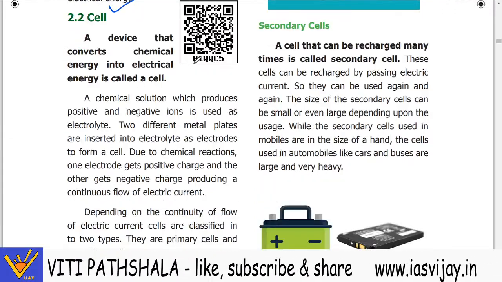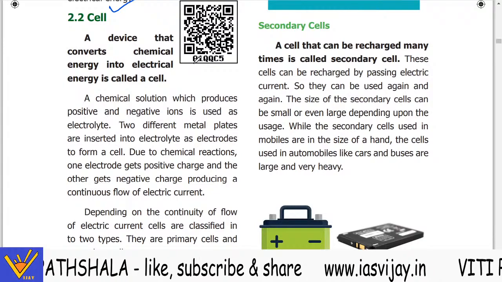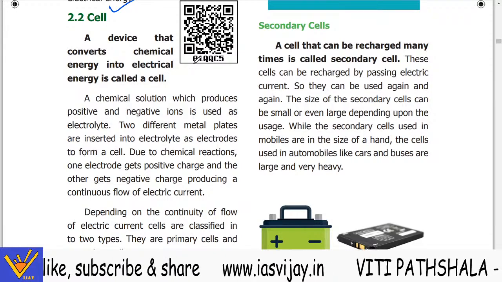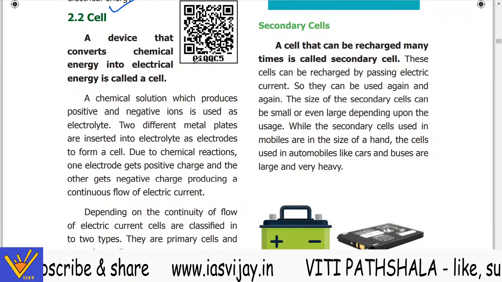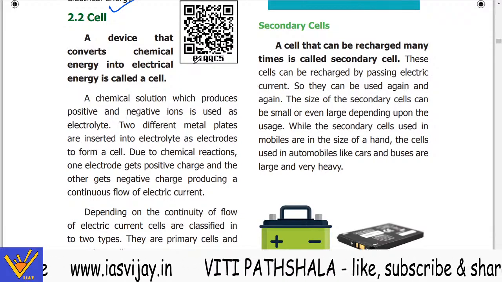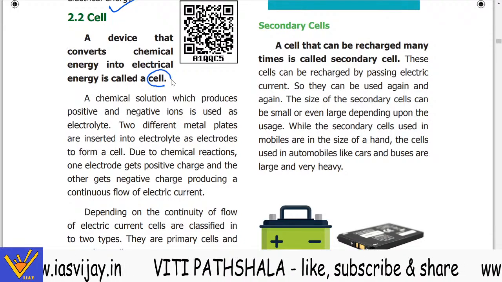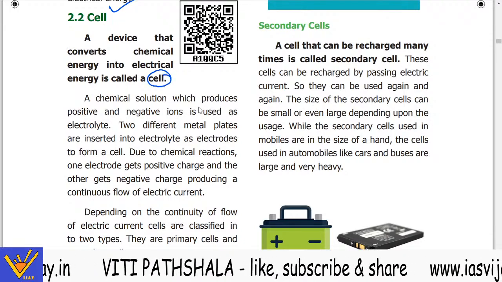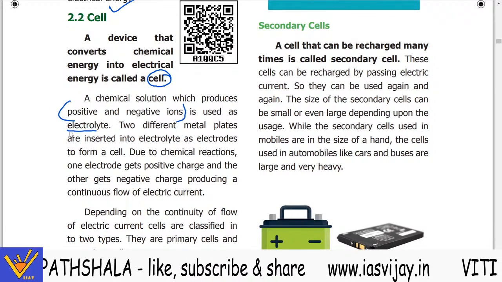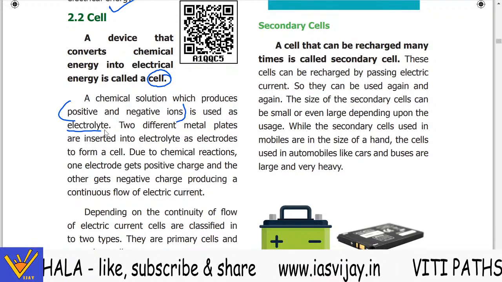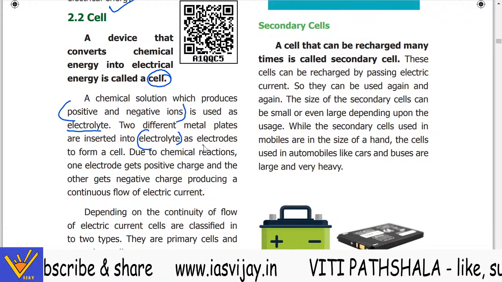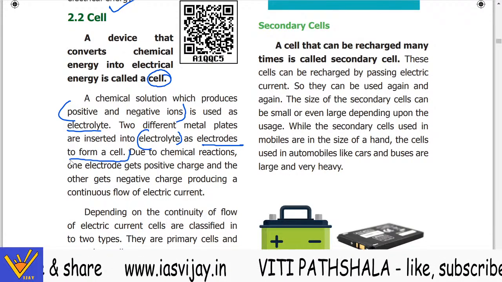Now the second part is the cell. What is a cell? This is not the biological cell, this is the other cell. A device that converts chemical energy into electrical energy is called a cell. A chemical solution which produces positive and negative ions is used as the electrolyte. Two different metal plates are inserted in the electrolyte as the electrodes to form a cell.